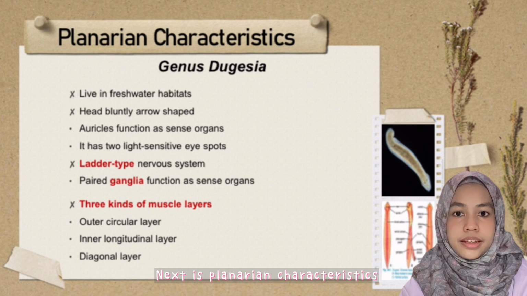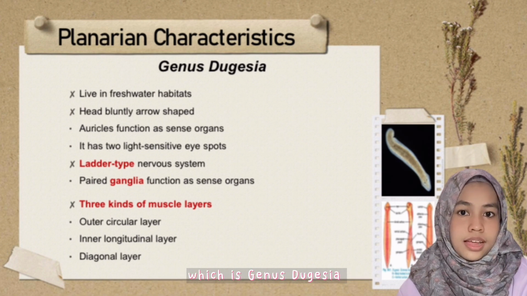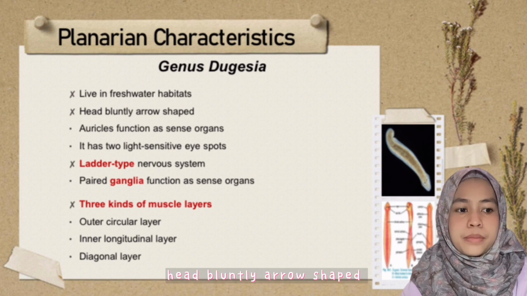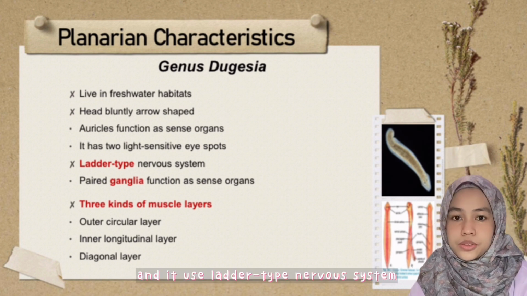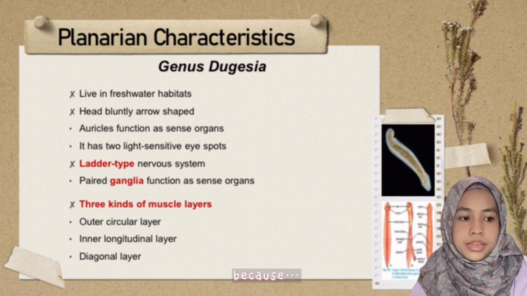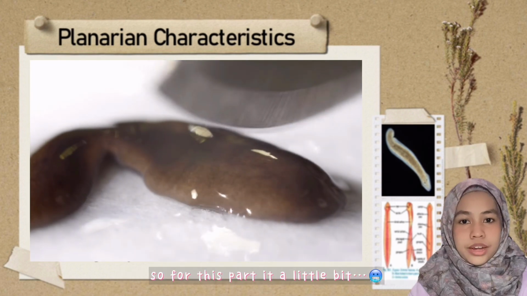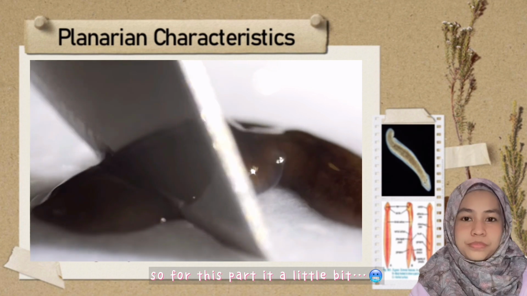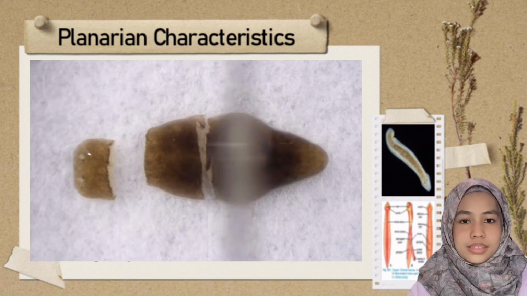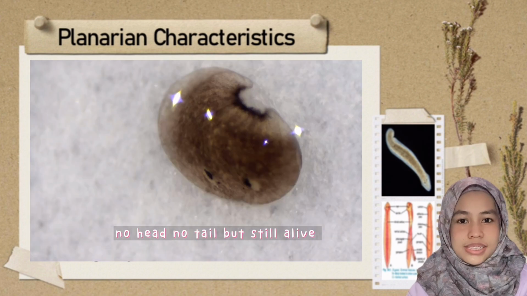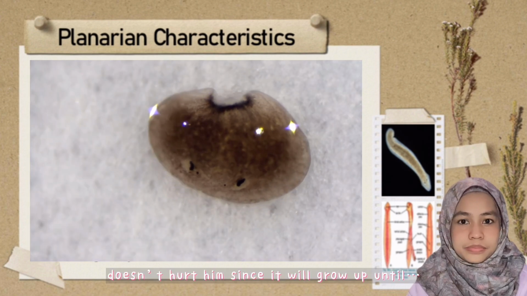Next is the planarian characteristic, which is Dugesia. It lives in freshwater habitats and has a bluntly arrow-shaped head, and it uses a ladder-type nervous system because of the nerves connecting the nerve cords. For this part, it is a little bit scary. So let's see. Okay, no worries, it doesn't hurt at all.